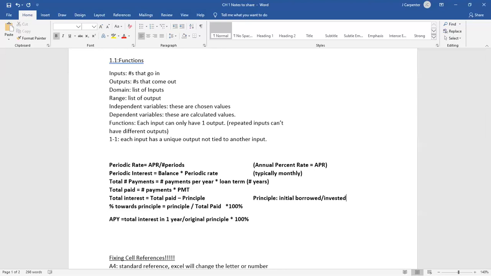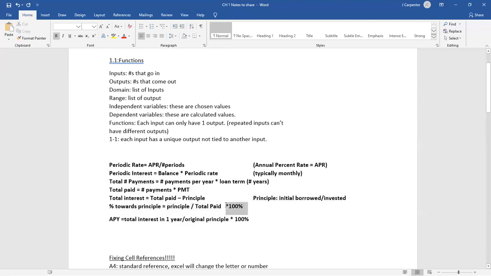And we're going to do some of these calculations non-verbally sooner than later. The percent towards principal. This is not a calculation we do a lot of in this course, but it is a nice one to know. You take the principal and you divide it by the total that you paid. This is just a basic ratio of principal to total. Again, we'll talk more about ratios later, but that's what this is.